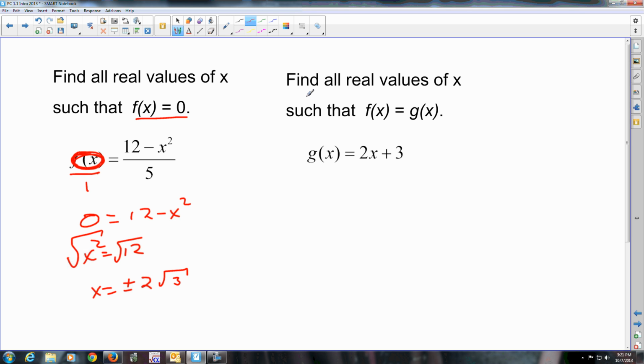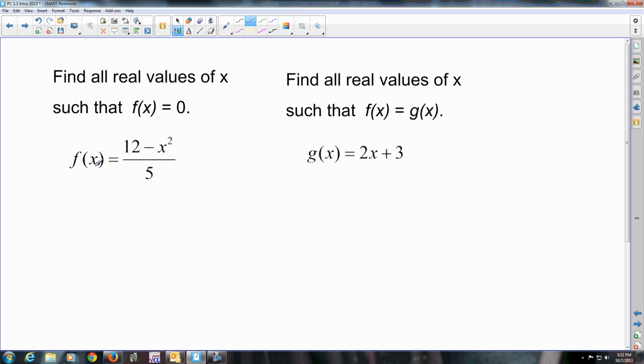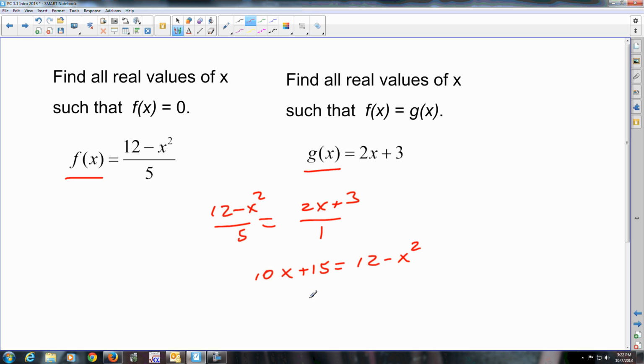Then you get a style of question that says, find all real values of x such that f of x equals g of x. Well, there's a g of x. Oops, let me get this off of there. There's an f of x. So when is f of x equal to g of x? Well, when is 12 minus x squared over 5 equal to 2x plus 3? If I put this over 1, you can see it's a proportion, cross multiply. 10x plus 15 is equal to 12 minus x squared. And you guys totally have the skill to solve it from there. Whatever the functions are, set them equal to each other and solve using the skills that we've been practicing last chapter.